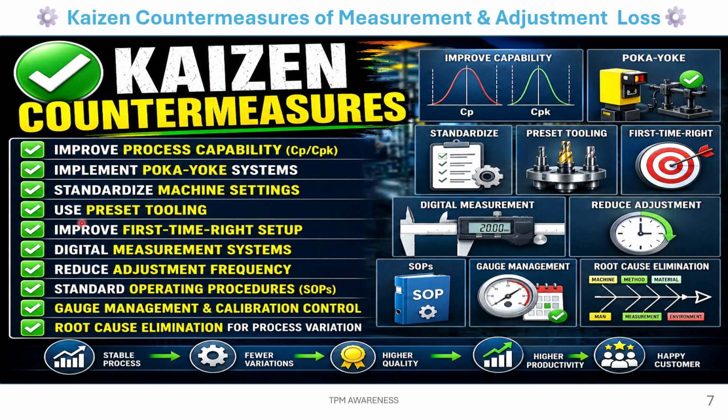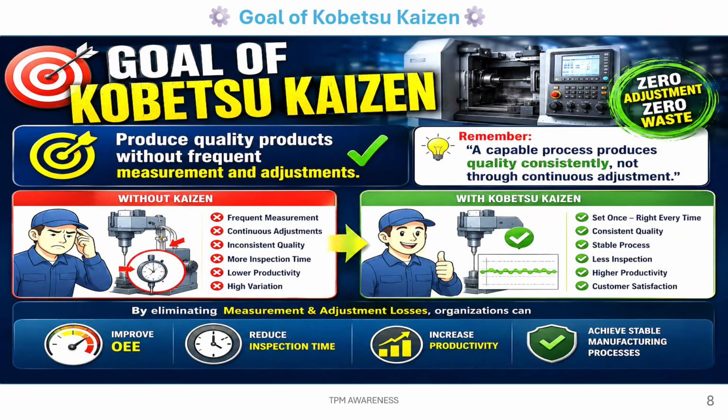machine settings, use preset tooling, improve first time right setup, digital measurement systems, standard operating procedures like SOPs, gauge management and calibration control, root cause elimination for process variation. Stable process, fewer variations, higher quality, higher productivity and happy customers.